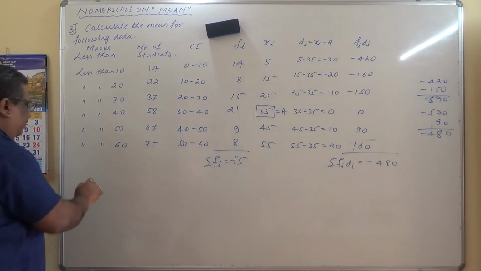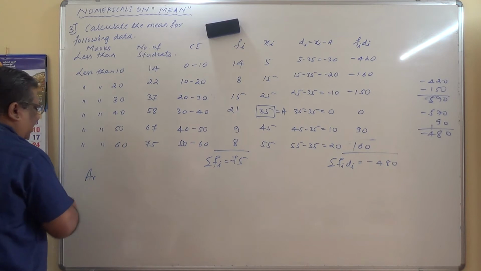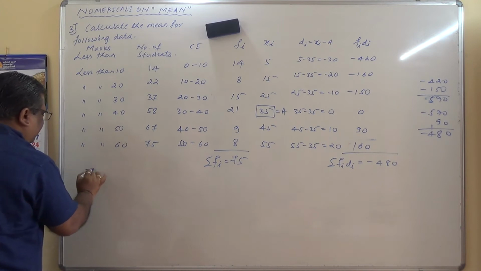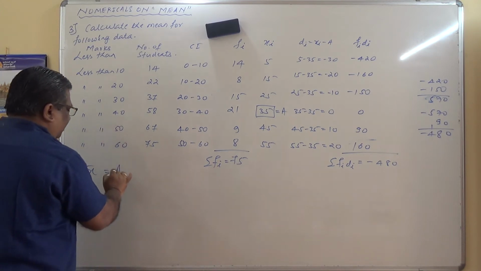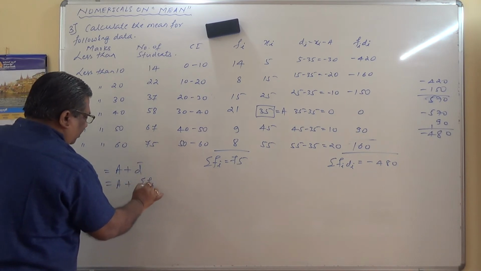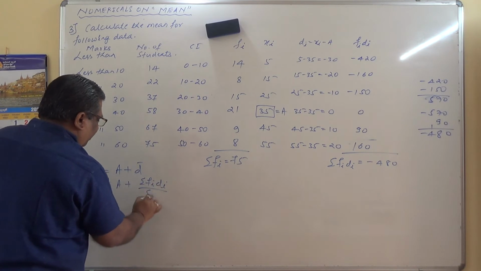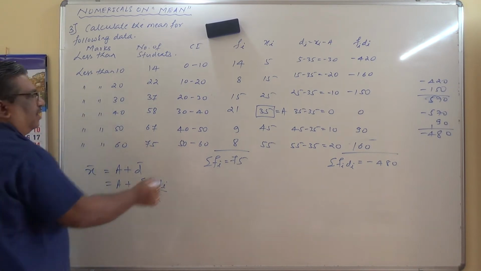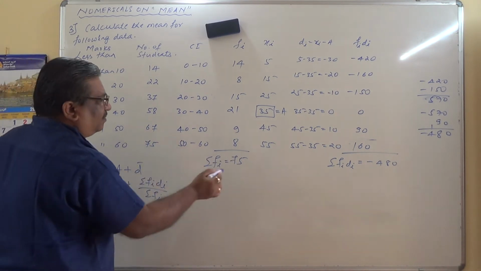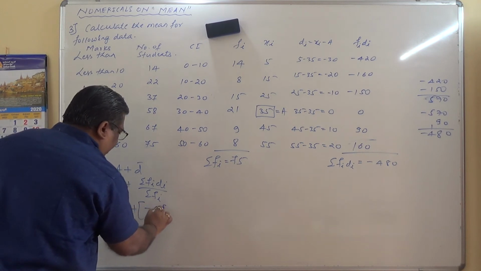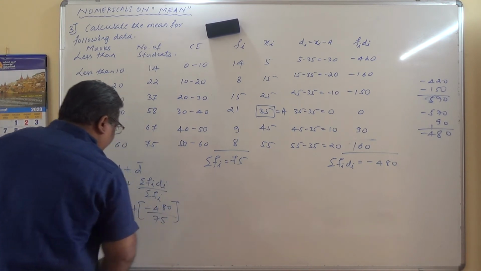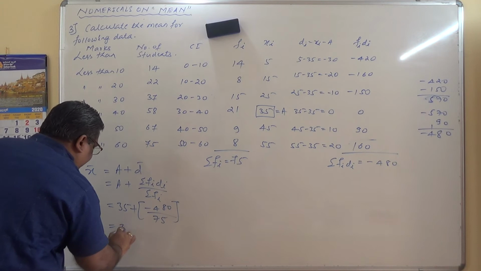What is the formula for arithmetic mean? As I said, let me populate the values also, or write the formula first, absolutely no problem. It is given by x bar equals A plus sigma FiDi divided by sigma Fi. Okay, directly you can populate also. A is 35 plus sigma FiDi is minus 480 divided by sigma Fi, how much? 75. Okay, and this is equal to 35.